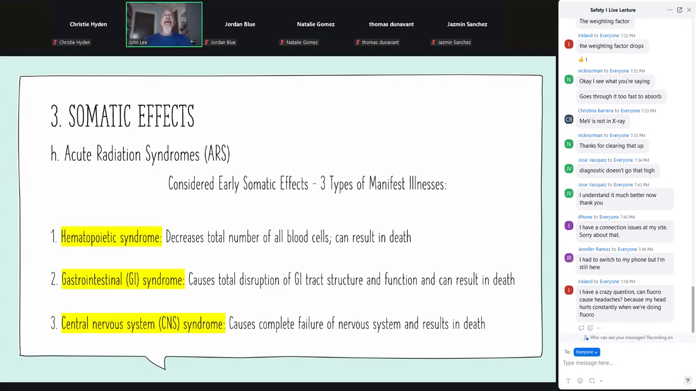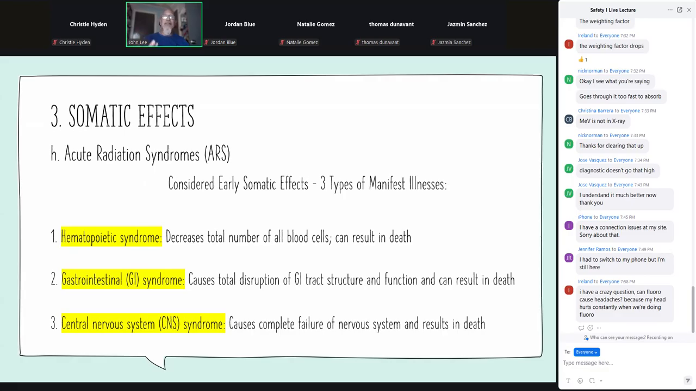Then we have the GI syndrome, where we get a total disruption of the GI tract. Remember, the crypt cells contained within the intestinal walls are very, very radiosensitive. Again, the integrity of the structures can be compromised. The function can be compromised and halted as well, and also can result in death. And then central nervous system syndrome, or CNS syndrome, where we've got a complete failure of the nervous system, and this will result in death.